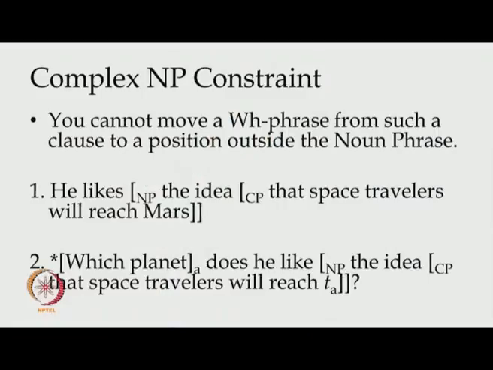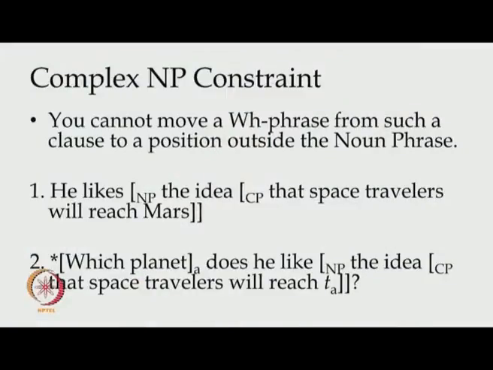Okay. Now, look at a complex NP. The example in 1 is giving you a complex NP, and the idea here is also that we cannot move a WH phrase from a clause to a position outside the noun phrase, that is, from the complex NP. There is an error in presenting the constraint itself. So here is the complex NP. He likes the idea that space travelers will reach Mars. Okay?